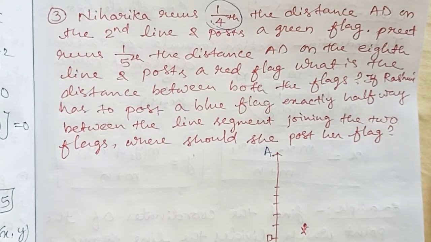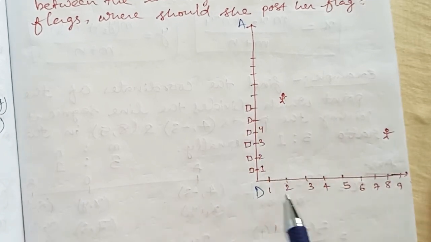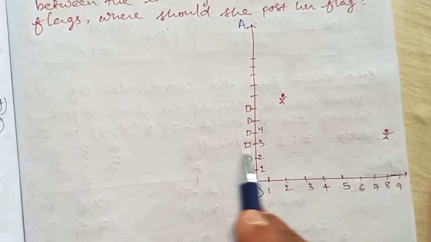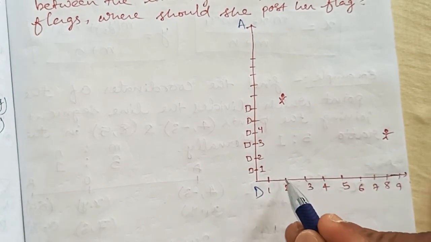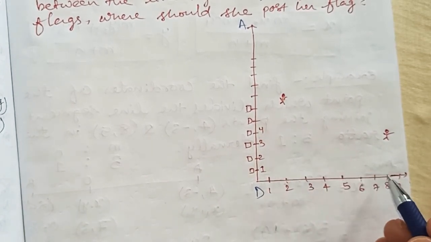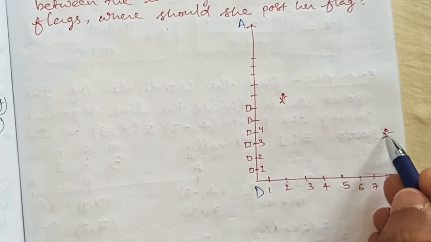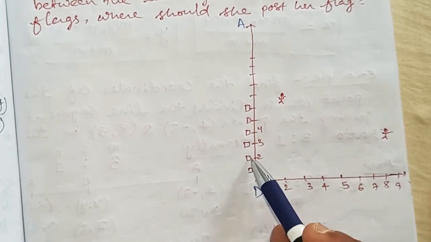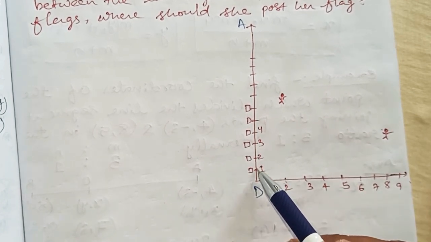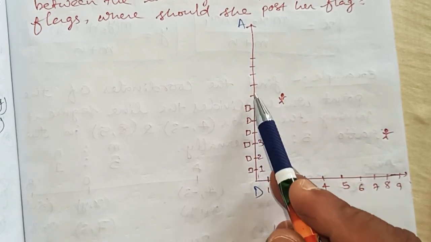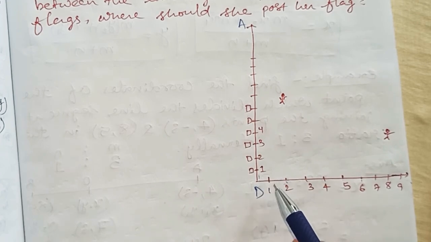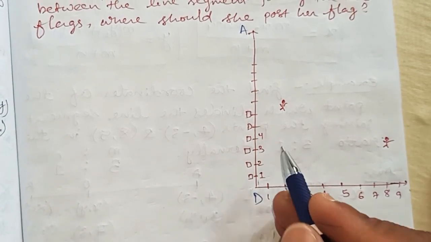she post her flag? So I have just drawn a rough diagram here to explain to you that there are 8 lines drawn. Niharika runs on the second line and Preet is running on the 8th line. Okay, and there are flower pots kept on this line. Total of 100 flower pots. Okay, now what is the coordinate of Niharika?